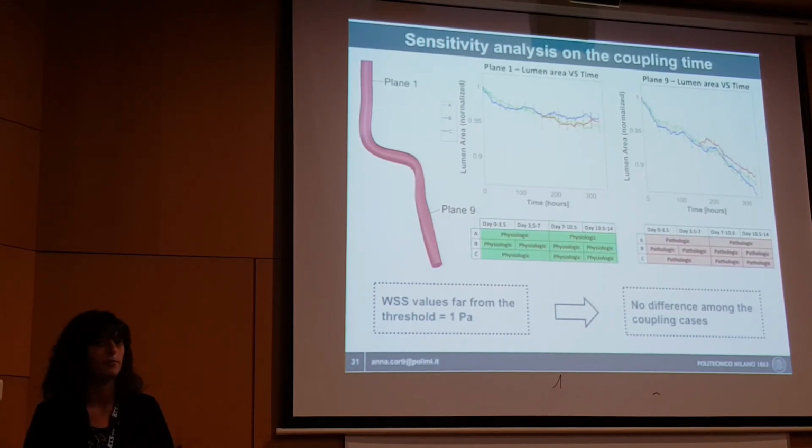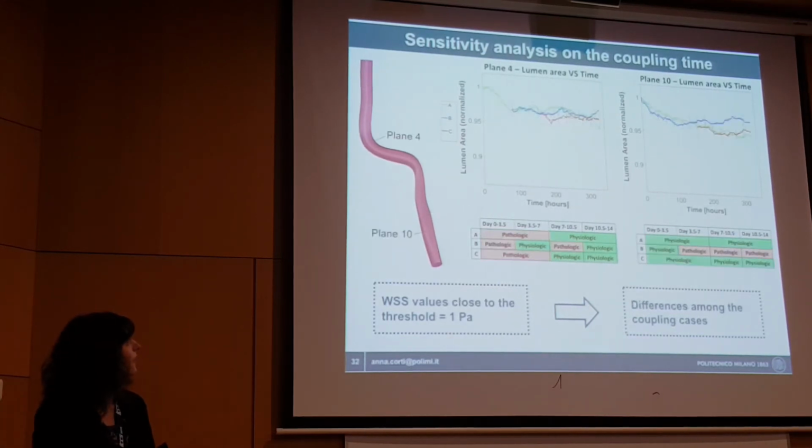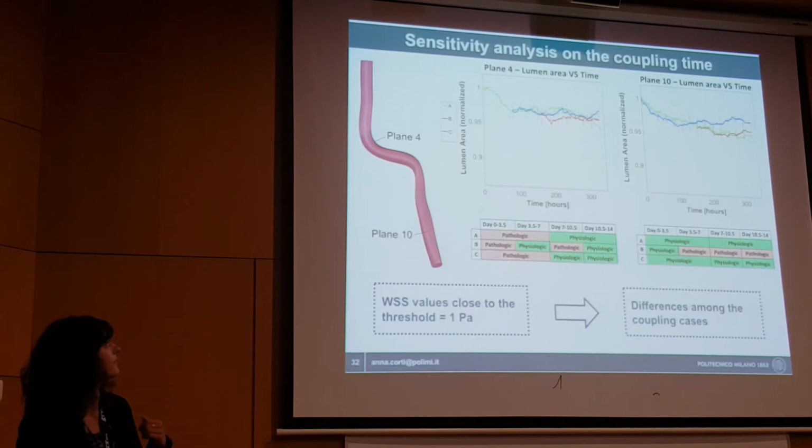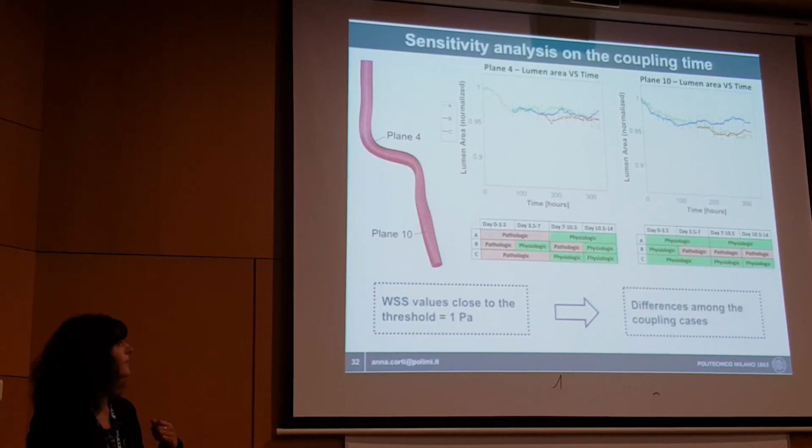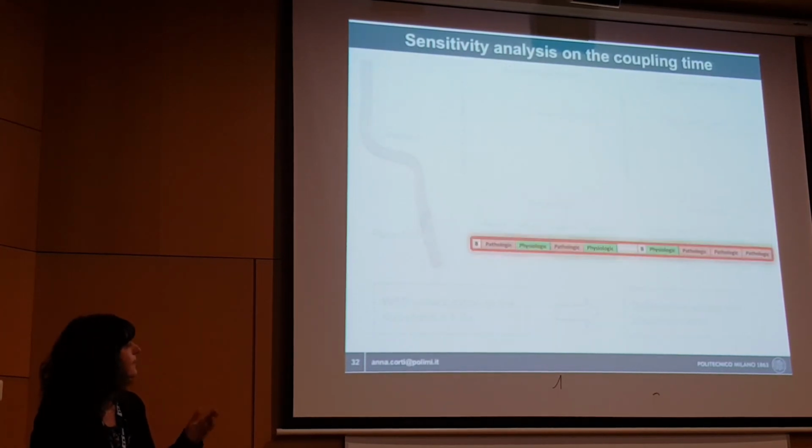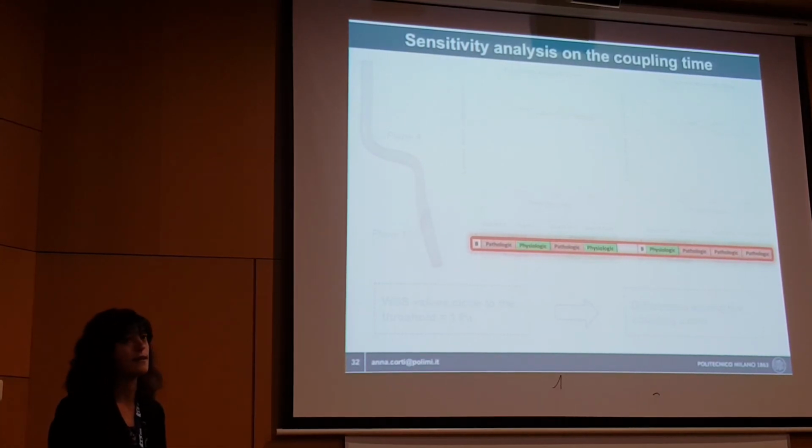On the contrary, for those planes in which the wall shear stress is close to the threshold, the coupling period affects the results, not actually in terms of lumen area over time, as we can see from the graphs, but in terms of agent-based model simulation mode. In fact, case B allows to catch switching behaviors that are ignored by the other 2 cases. This means that case B, by updating the hemodynamics more frequently, is more accurate.